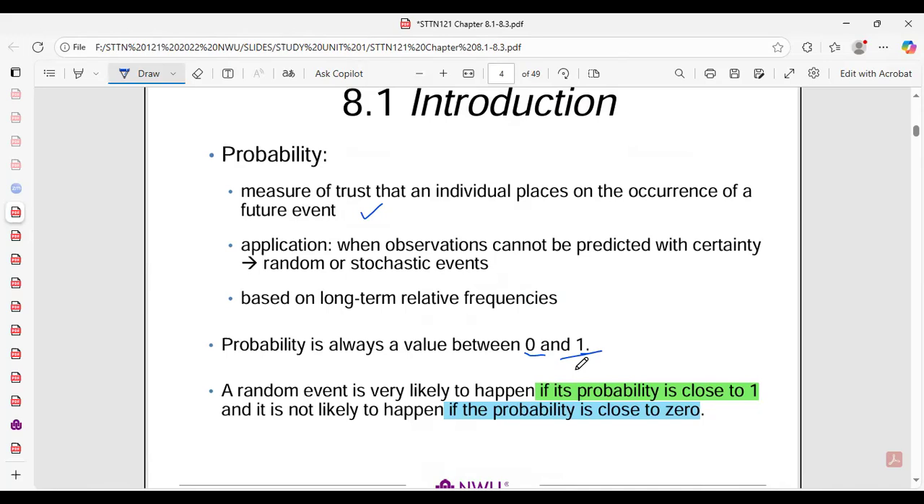Okay, they say that a random event is very likely to happen if its probability is close to 1. But it is not likely to happen if that probability is close to 0. Yeah, please note this one.